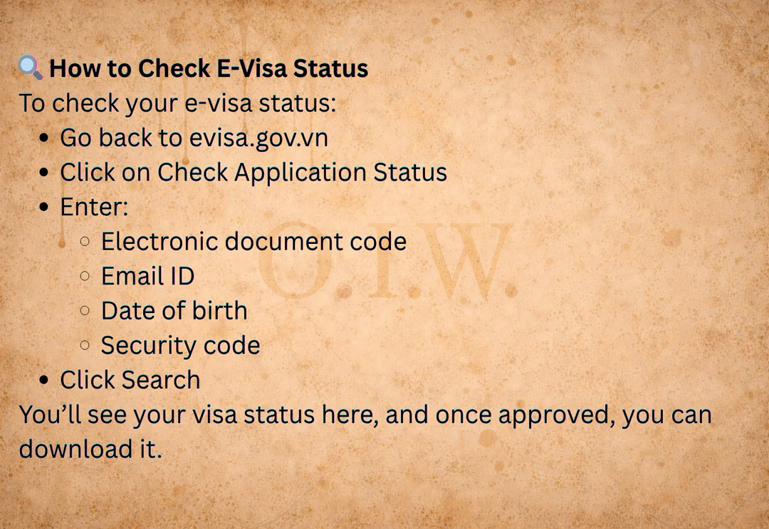So this is how you can check the eVisa status. To check your eVisa, go back to evisa.gov.vn, click on check application status. You have to enter your electronic document code, your email ID, your date of birth, the security code, and click on search. You will see your visa status here, and once approved, you can download it directly.